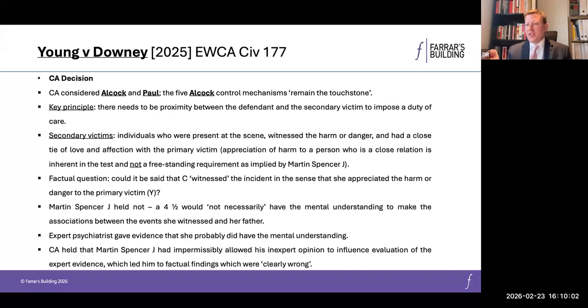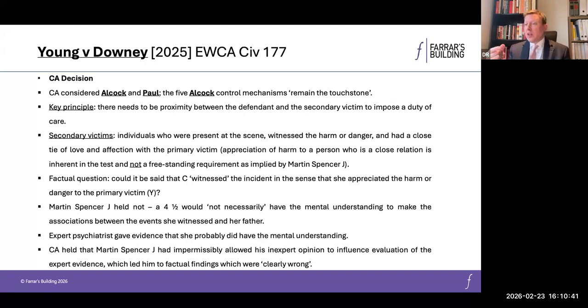Of course, there's a policy underlying secondary victim claims, which is generally the law is opposed to granting a remedy to a third party for the effects of the injury that's sustained by someone else. But the Court of Appeal did hold that it was correct that injury to the secondary victim must arise from that secondary victim witnessing the harm or the danger to the primary victim and appreciating that it was harm and danger to the primary victim. So if the secondary victim doesn't witness something in the sense of having an understanding of what was going on, then the duty can't arise.